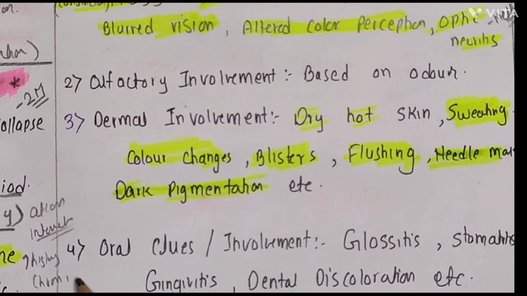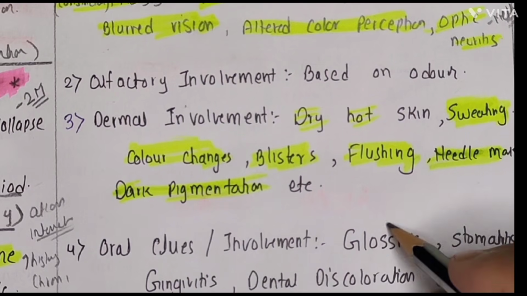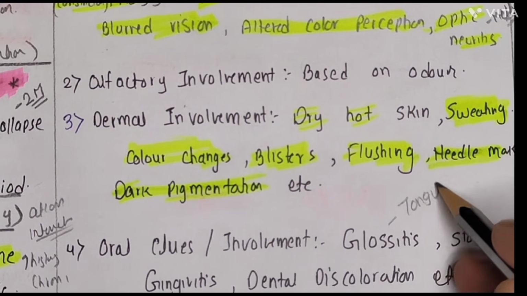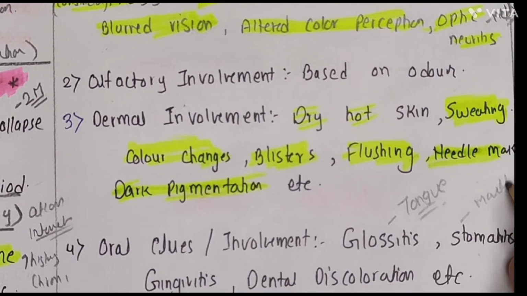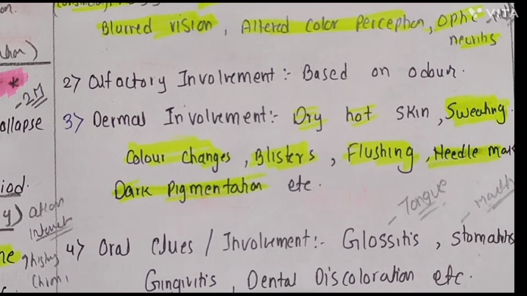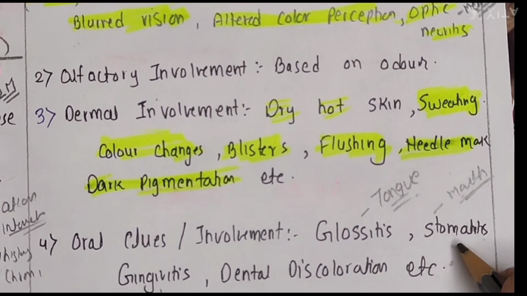And in the fourth, in oral we will have several manifestations like glossitis, an inflammation of tongue. Glossitis means inflammation of tongue. Stomatitis is inflammation of mouth. Gingivitis is inflammation of gum. And dental discoloration may be present if there is oral consumption or oral exposure of poison or drug.